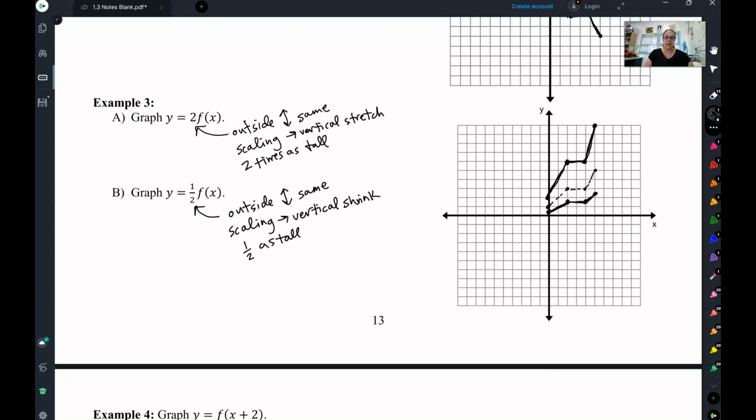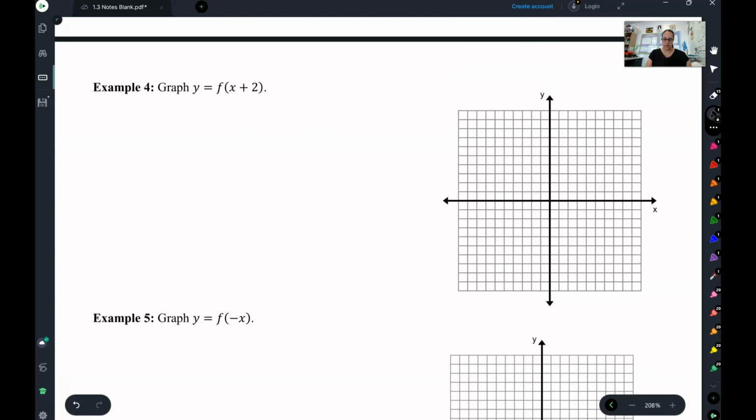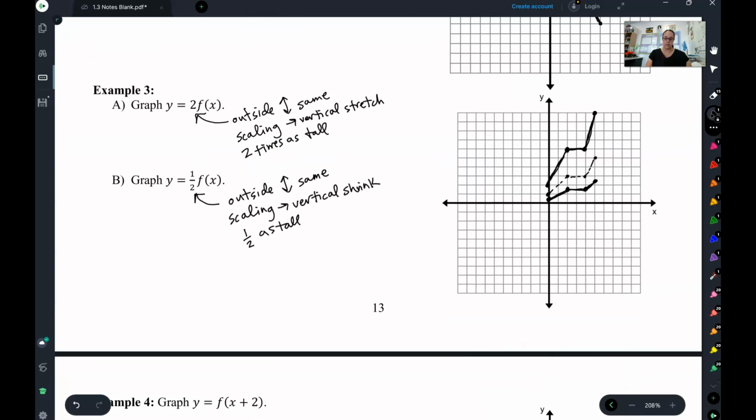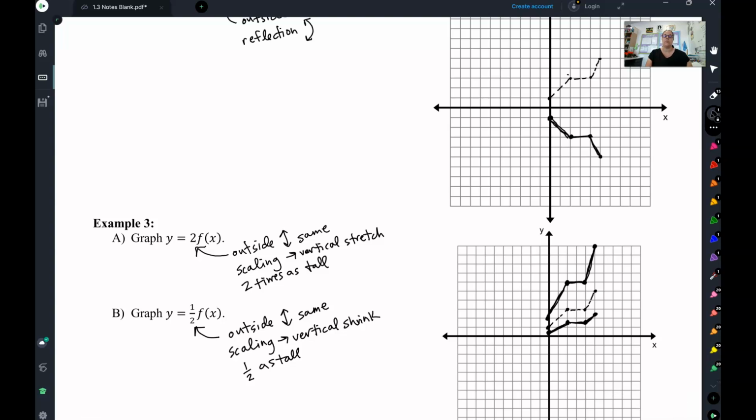So that's how scalings work on the outside. You've got twice as tall from the axis or half as tall from the axis. In the next video, we're going to come down here and do some examples that are inside. So these next examples will all be moving things side to side or stretching things side to side instead of up and down.